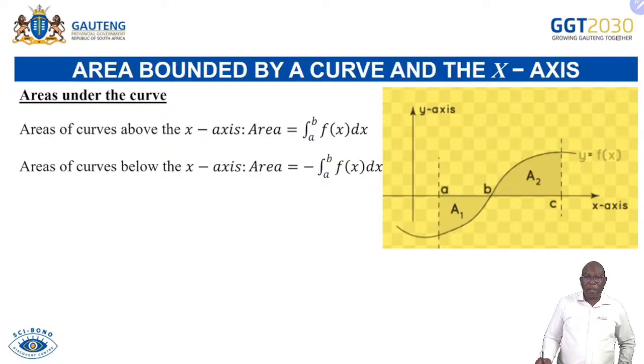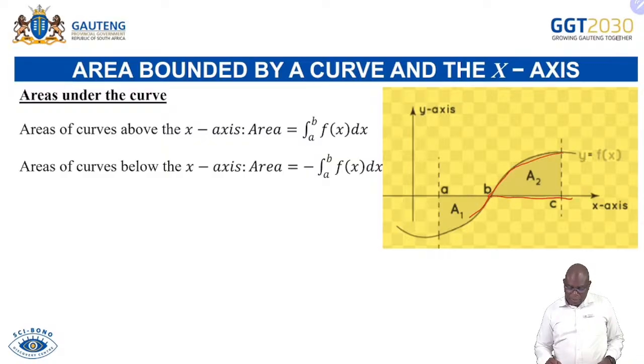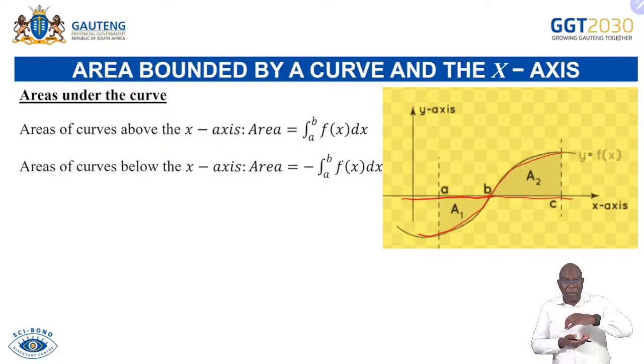Now, here is the section on the area that I was talking about. Now we need to look at the area that is bound by a curve and the x-axis. So remember, this is the curve, that is the x-axis. This is the curve, this is the x-axis. So it is the area that is formed between the x-axis and the curve, or the graph, for that matter.